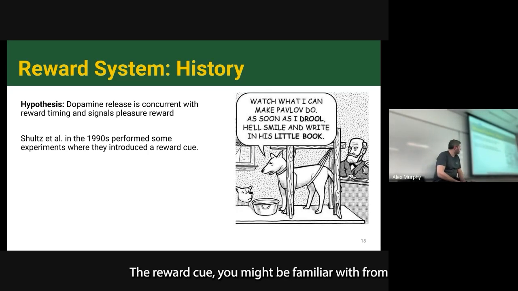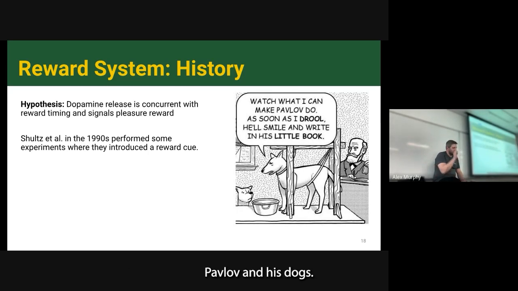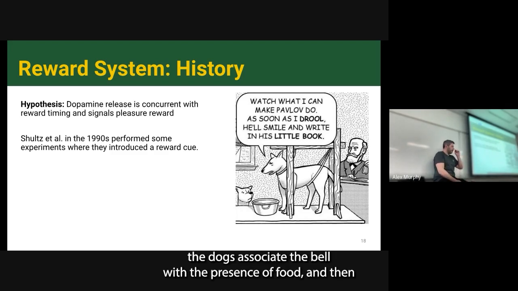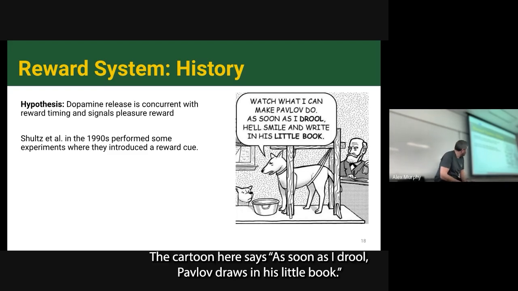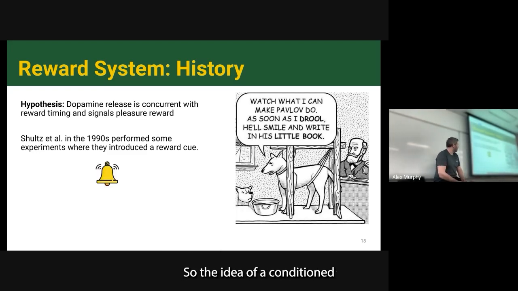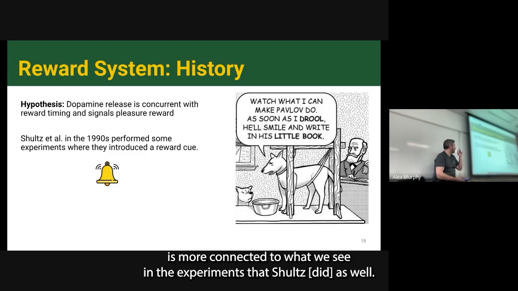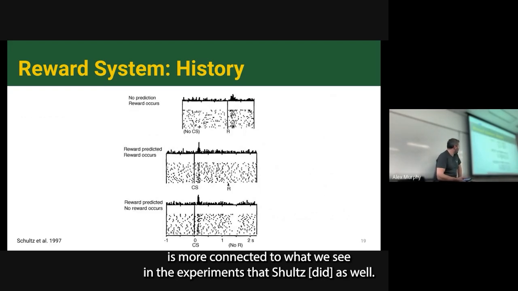The reward cue you might be familiar with from Pavlov and his dogs. He rings a bell, there is salivation. Through learning, the dogs associate the bell with the presence of food, and then we know that they are expecting food when they hear the bell. Or also this little cartoon here that says, as soon as I drool, Pavlov draws in his little book. So the idea of a conditioned response with a cue that is a signal of reward is more connected to what we see in the experiments that Schultz had as well.